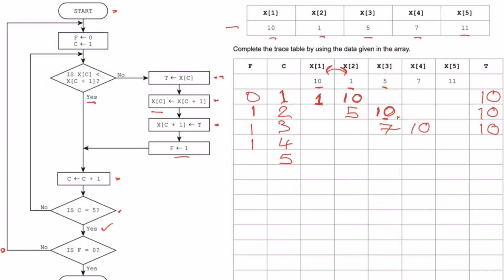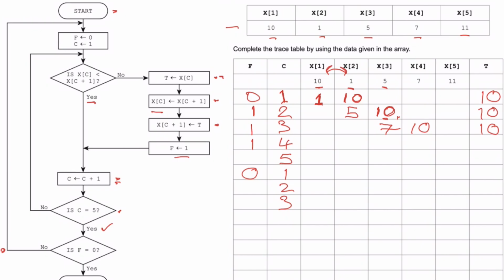Now we're going to assign the value F as 0 and C as 1. Is position 1 less than the one in position 2? Well, yes, it is. So C gets assigned the next value. Does C equal 5? No. So back round again. Is the value in position 2, 5, less than 7, which is in position 3? Yes, it is. So C gets assigned C plus 1. Does it equal 5? No, it doesn't. Let's go around again.